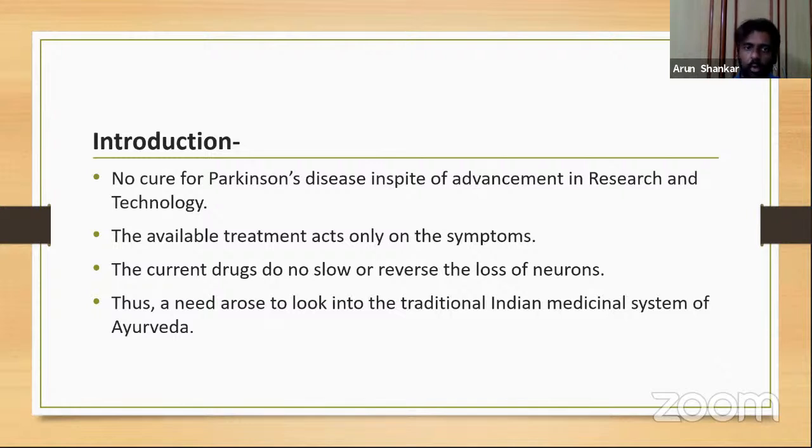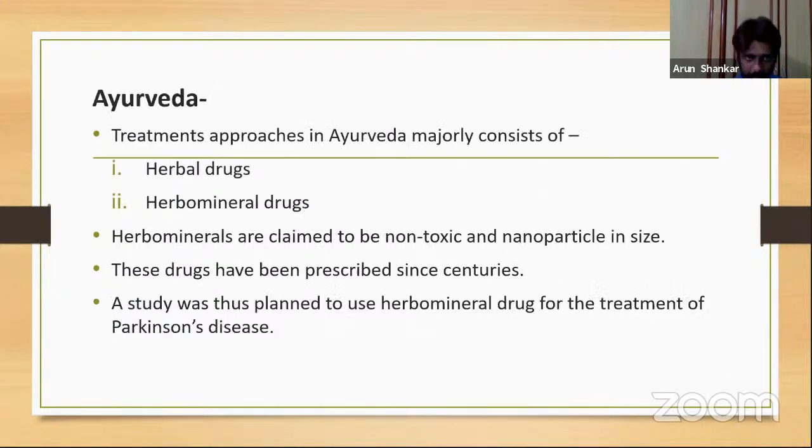So we decided to have a look into the traditional Indian medicine system known as Ayurveda. The reason for going for Ayurveda is that it is very commonly used in India, and more than 10 crore people, or 10 million people, use Ayurveda in India. So basically, Ayurveda majorly consists of either using herbal drugs or herbomineral drugs for treatment.